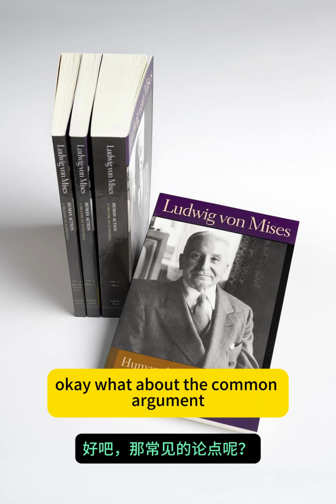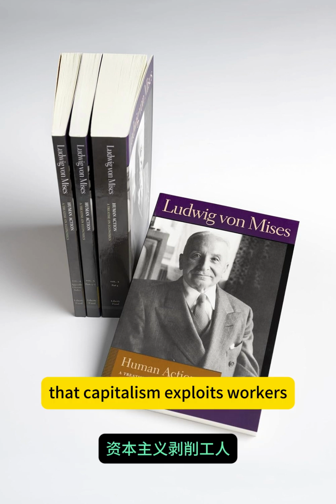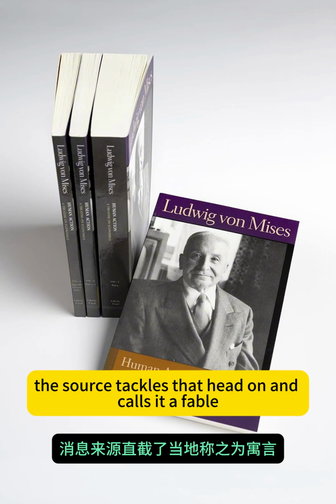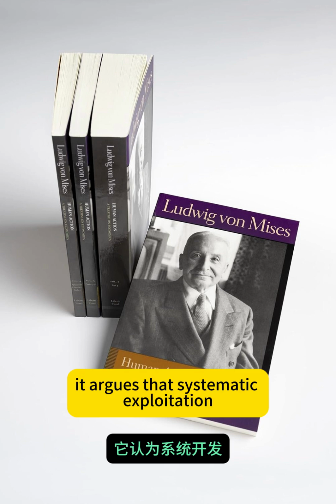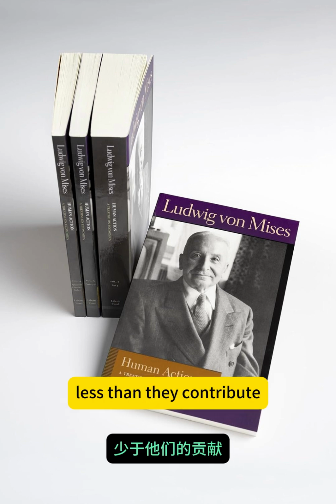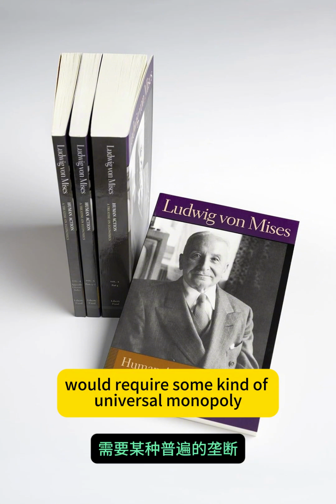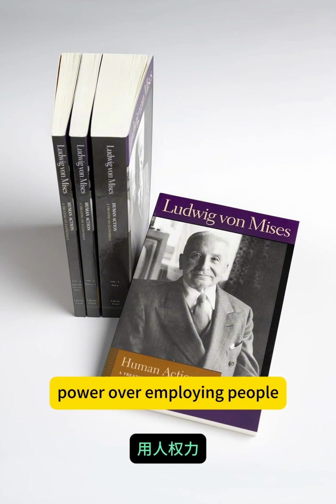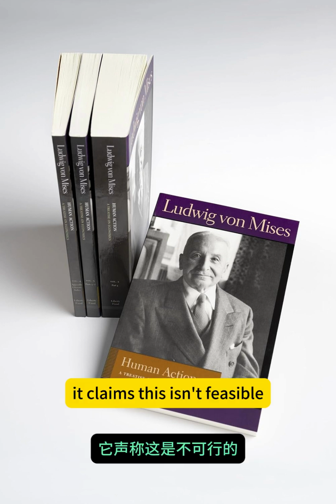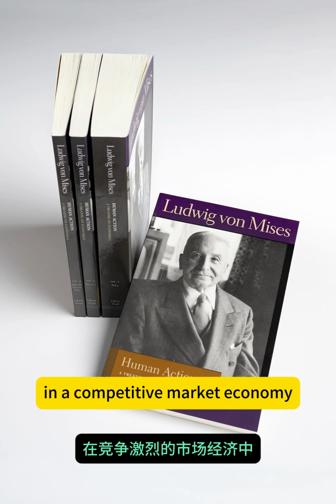Okay, what about the common argument that capitalism exploits workers? That they're forced to accept low wages because they're weak? The source tackles that head-on and calls it a fable. It argues that systematic exploitation, where entrepreneurs consistently pay workers less than they contribute, would require some kind of universal monopoly power over employing people, or maybe restricting who can become an entrepreneur. It claims this isn't feasible in a competitive market economy.